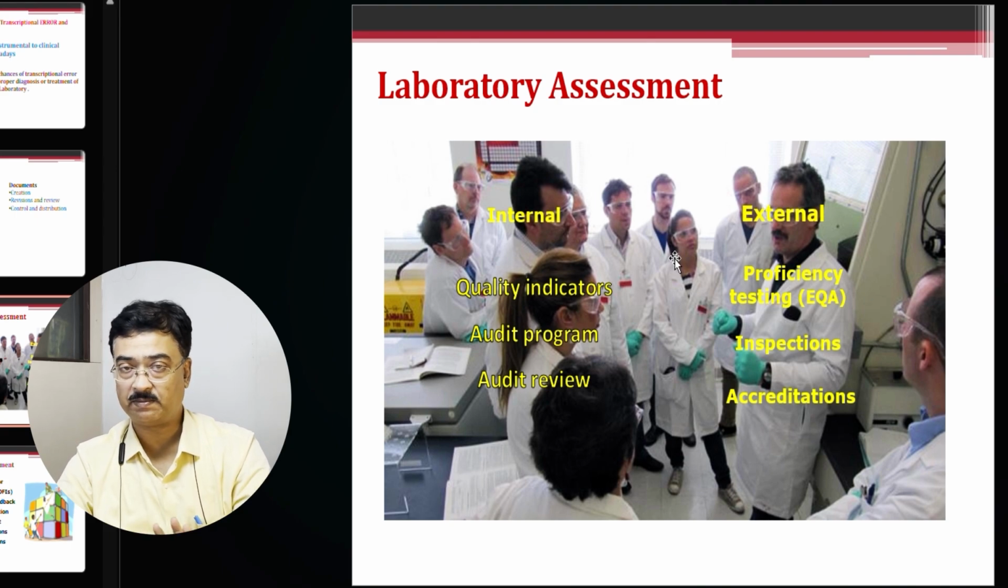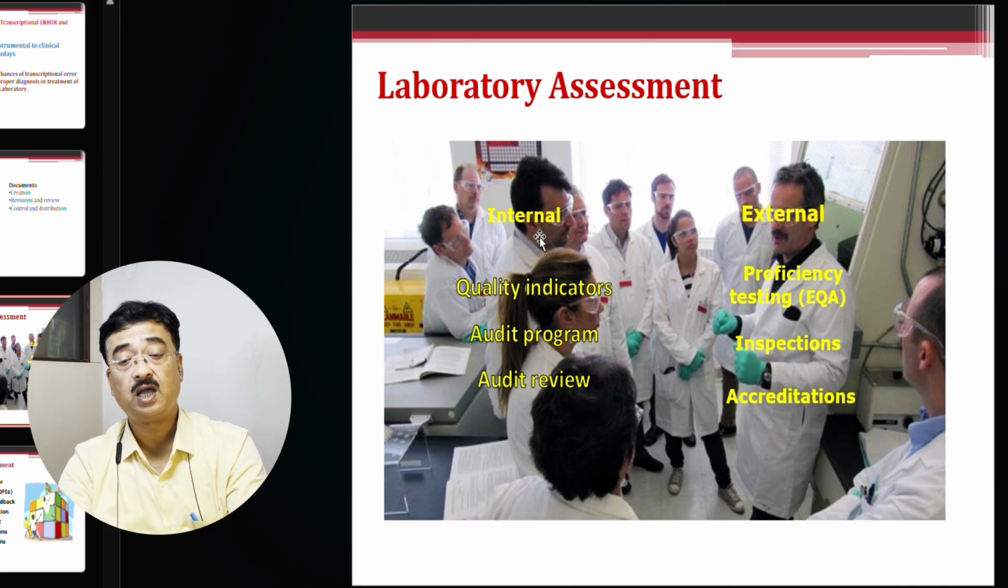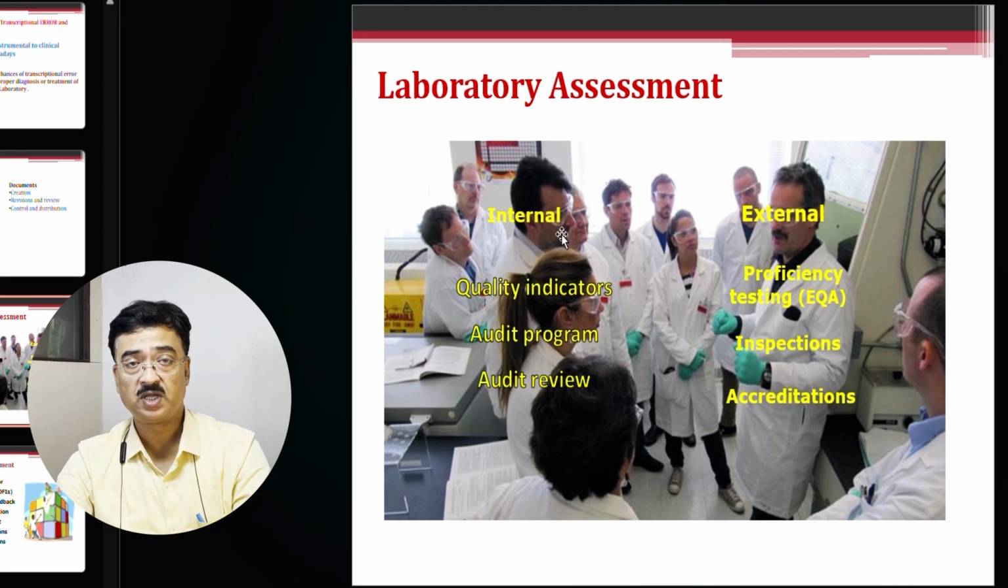I'll have a separate class on quality indicators because this is the upcoming and newest concept. Quality indicators are parameters which are chosen by you in such a way that they indicate the performance of your laboratory. So a quality indicator is an internal assessment tool of your lab.